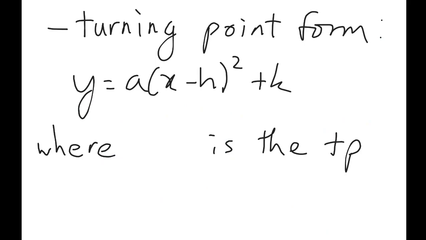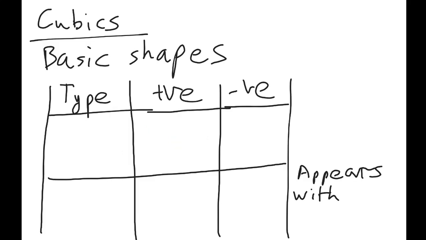So, as a bit more revision, we have a turning point form. If you remember your quadratics, we had y equals a bracket x minus h all squared plus k. And in particular, our h, k is where we have a particular turning point. We will need this later on, so don't forget it. So, we are doing cubics and quartics. We are going to start with cubics first.